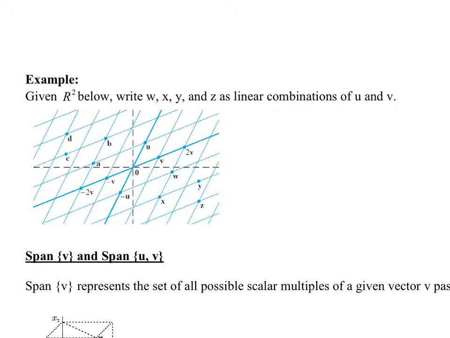I'll go with vector W. All this is saying is I'm starting at the origin and I want to get to vector W. Find a path that'll get you there, but that path needs to be in terms of simply U and V.